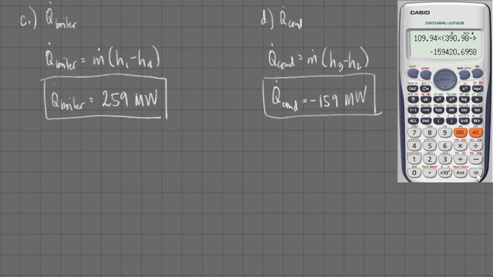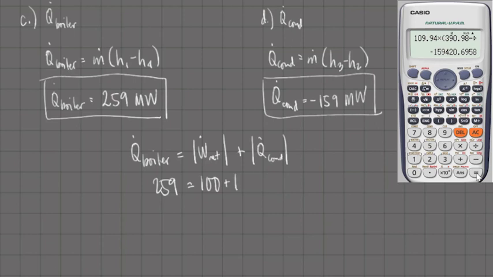Our energy balance: Q boiler is equal to the absolute value of net work generation plus the absolute value of Q condenser. That is 259 is equal to 100 plus 159 megawatts. This is again equal, meaning that our solution is correct. That is how we approach the solution for the non-ideal Rankine cycle.